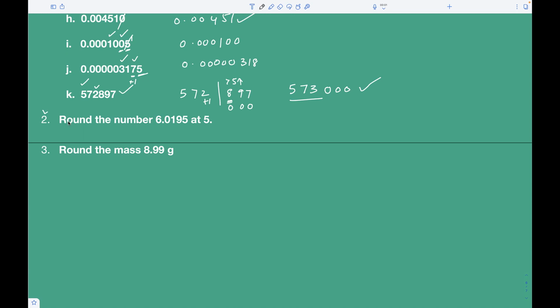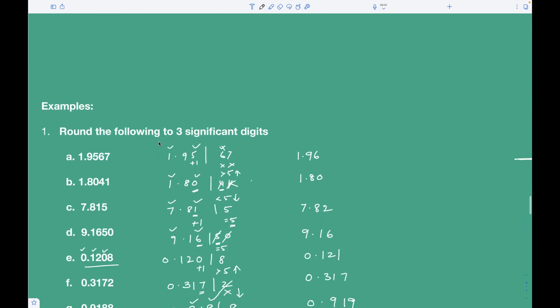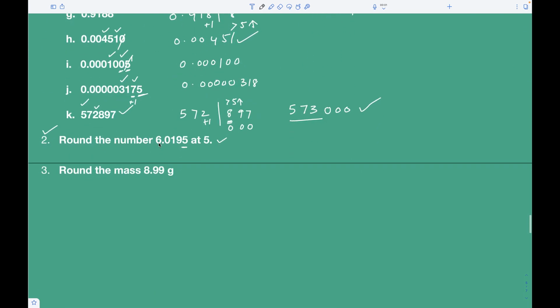Now the next example is a bit tricky. It says round the number 6.0195 at 5. That is, it is asking us to get rid of this digit and any other digits to its right. In this case, this happens to be the last digit, so we simply have to get rid of this 5. See, this is different from the previous question. In the previous question, we asked these numbers to be rounded to 3 significant figures. That's not what we are asking here. We are not specifying the number of significant figures to which this number must be rounded, but we are asking to round this number at a particular digit.